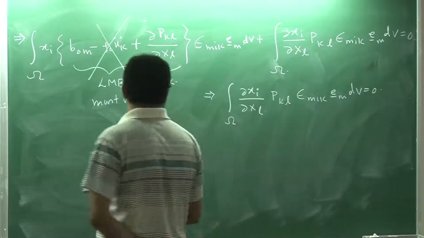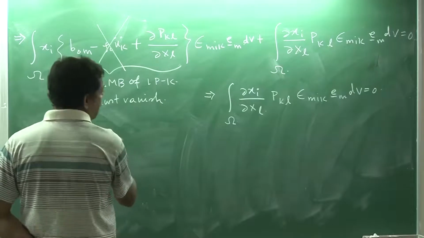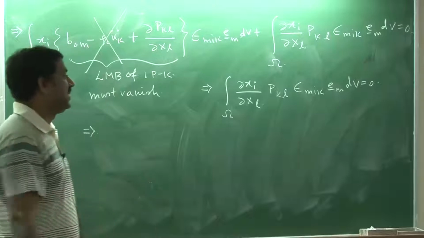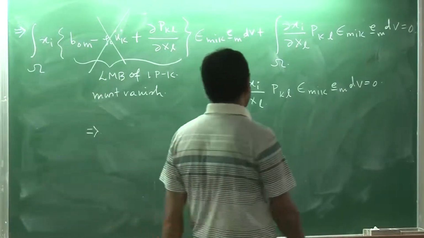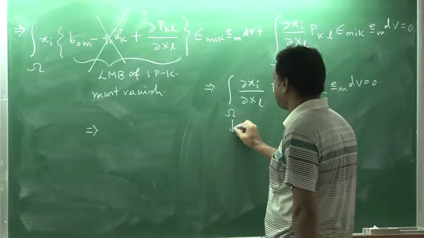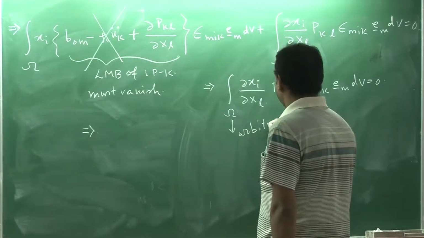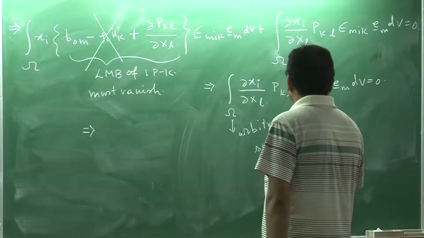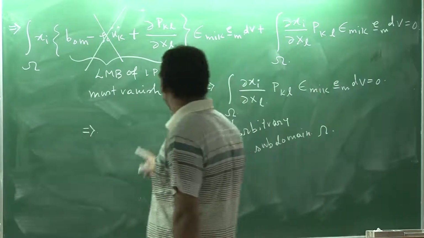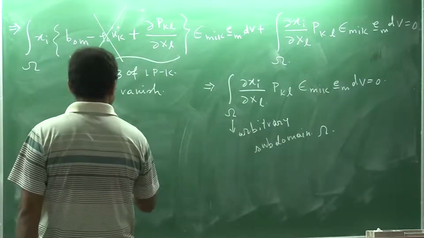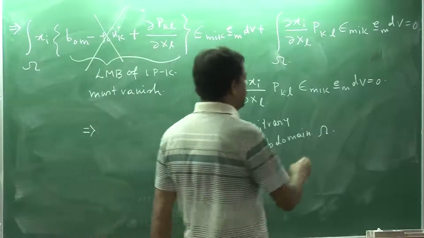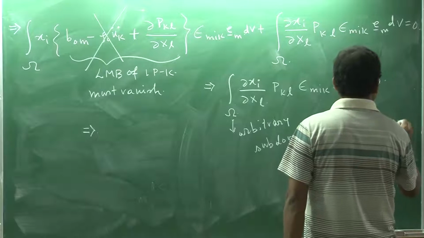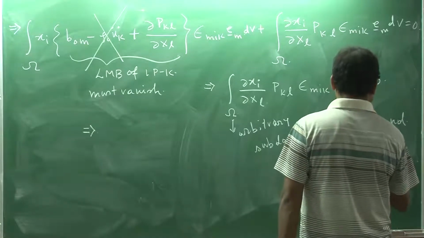right here. And from there what we can see, this is the angular momentum balance equation, and from there what we can see is that this is for an arbitrary volume, an arbitrary subdomain, right. So, this integrand must vanish. So, the integrand must vanish.